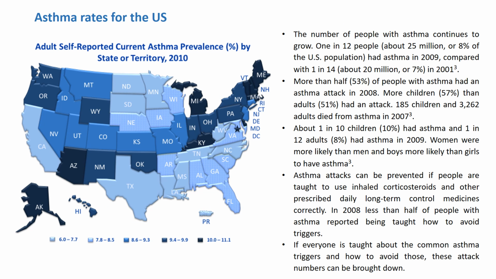Asthma rates for US. Here is a map of US with color-coordinated asthma prevalence for each state. The number of people with asthma is growing continually. 8% of the US population had asthma in 2009. Asthma attacks can be prevented if everyone is correctly informed about the common triggers and other long-term control medications.